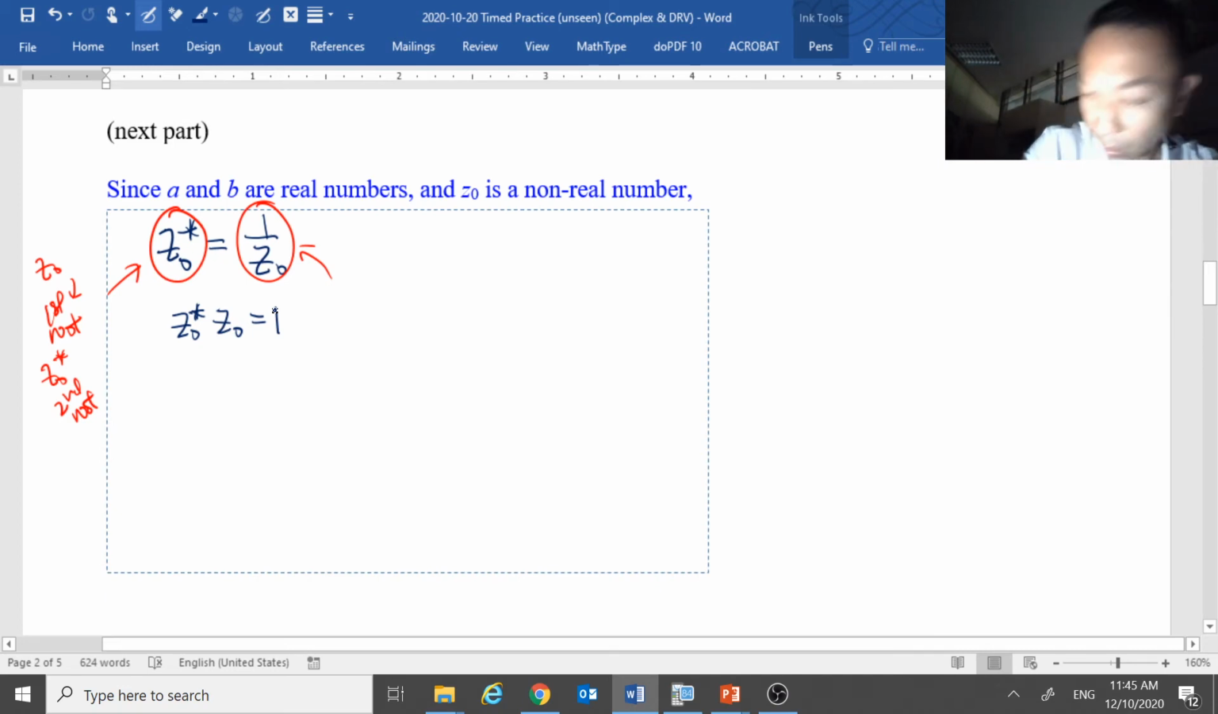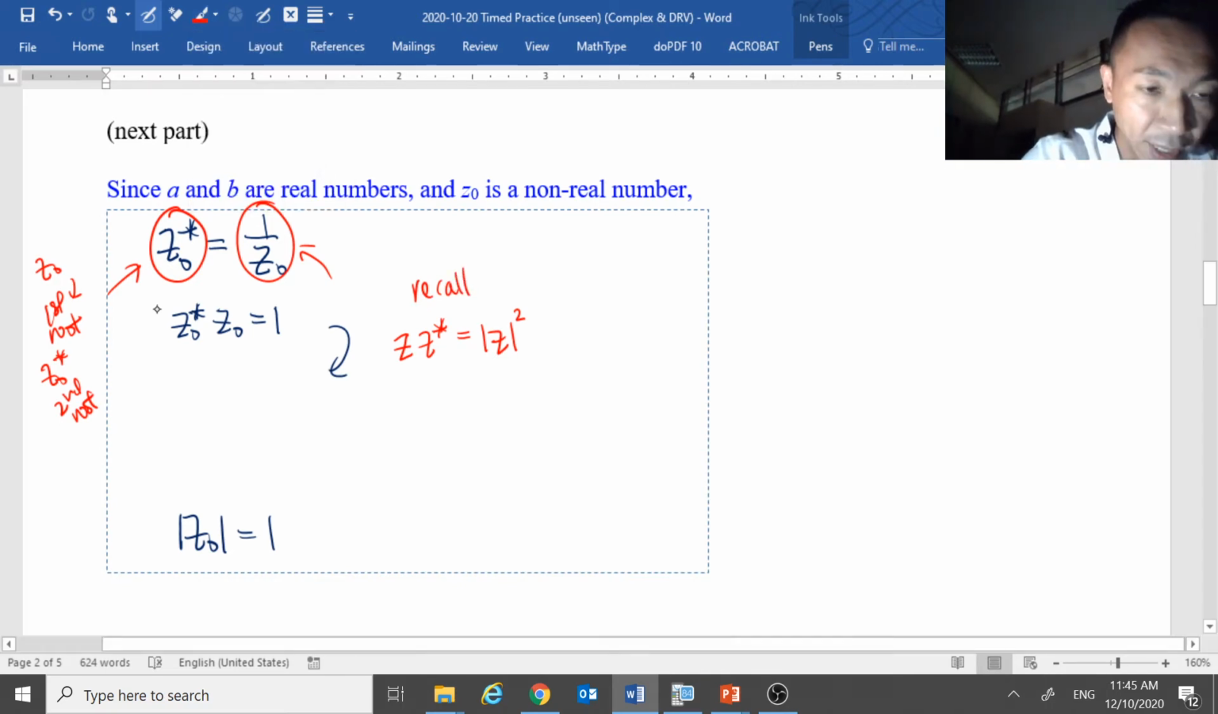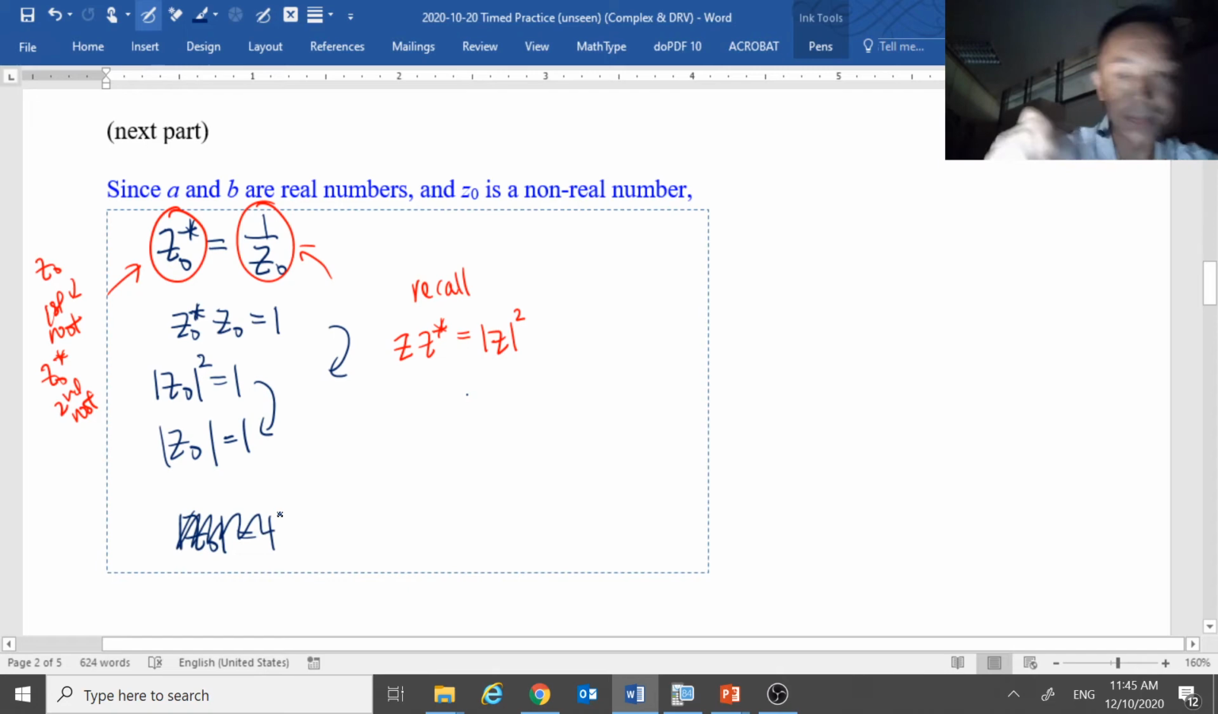Let's aim towards the answer. What do you want to prove? You want to prove that mod Z0 equals to 1. You got to recall some properties, that Z conjugate times Z equals to mod Z square. This one you got to recall. So therefore mod Z0 square equals to 1. You can immediately jump to this one, mod Z0 equals to 1. So you can do that.